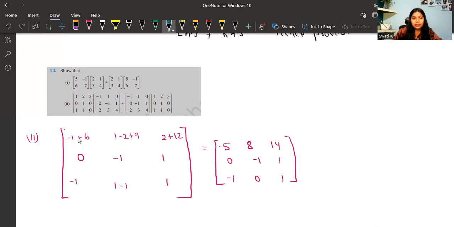Anyway, so this is LHS. So let me write down that. Now let's simplify the RHS. So I'm just doing it here so that you can see the LHS as well. So for the RHS, let us simplify this.